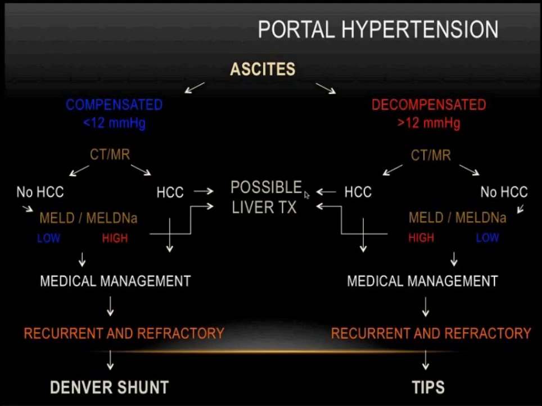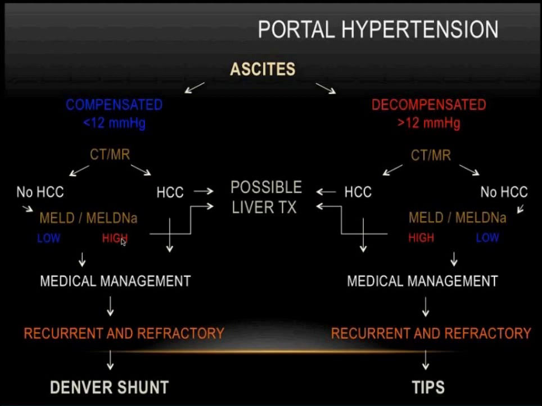Milan criteria, or you can treat the HCC per se, either with Y-90 or chemoembolization, whatever you want to do for the treatment of HCC, and then you can either put a Denver shunt at the same time, or you can do other maneuvers for it. And for a patient who does not have an HCC, you're going to calculate the MELD score. If the patient has a high MELD score, you can send this patient for liver transplant. Why? Because the MELD score is what's going to determine which patient is going to get a liver transplant.